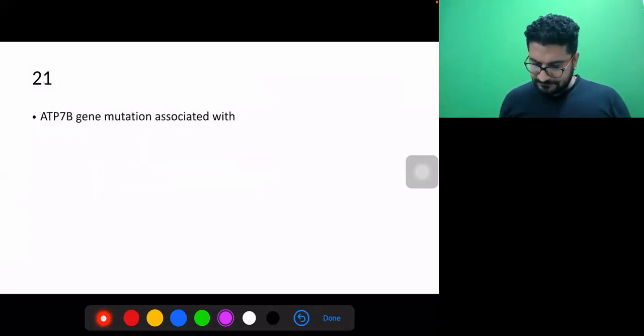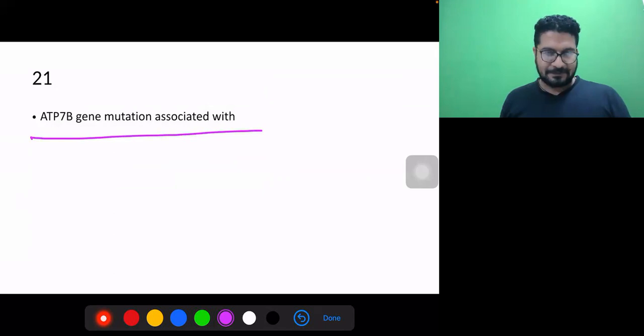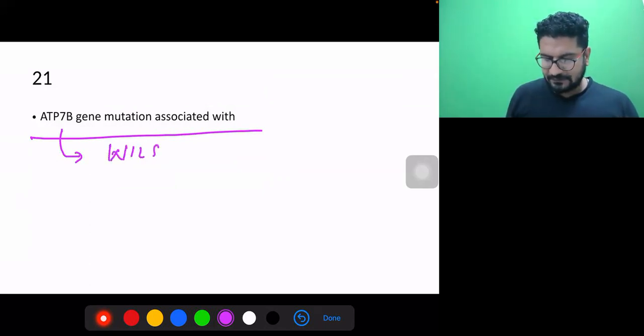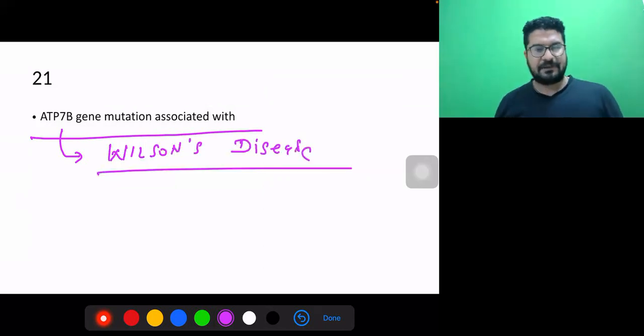Okay, the next question: ATP7B gene mutation. For this question I have not even written the explanation, because you know this. I hope all of you got it correct. I have made the correct answer in this question. That is, it is a case of Wilson's disease. So this is a case of Wilson disease. ATP7B gene mutation, autosomal recessive condition, chromosome number will be 13.